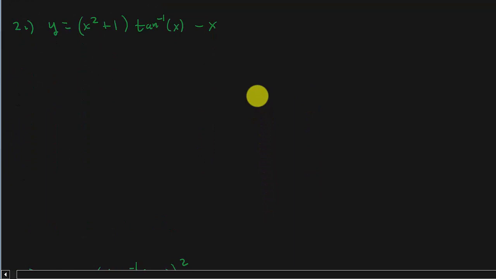All right, so let's look at this one. We can't keep all the problems easy. We got to have a few that are a little difficult. So we've got the derivative here. What in the world do we do with this one? Well, we've got product rule, don't we? You see that? We've got x squared plus 1, that's the one function, and then inverse tan x, that's another function, and then we've got minus x.